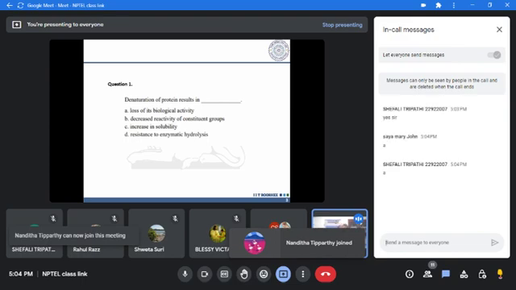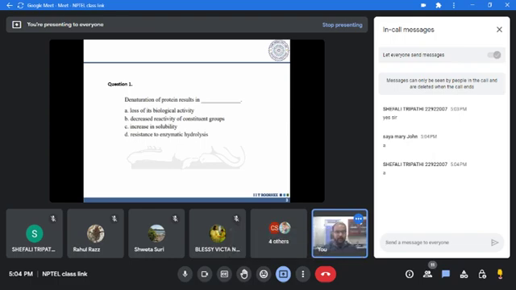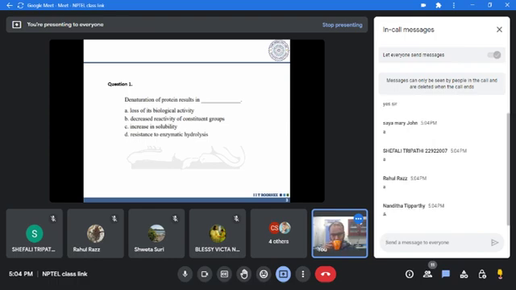Okay, Sayameri is saying A, John saying A. Sifali Tripathi is also saying A, the loss of its biological activity. Nandita Tripathi is also saying A. Good. Rahul Raj also A.